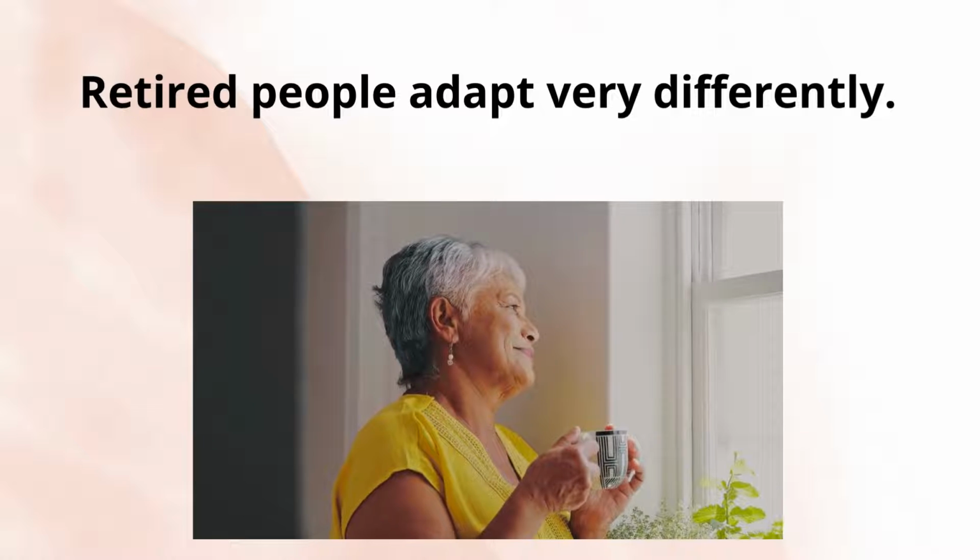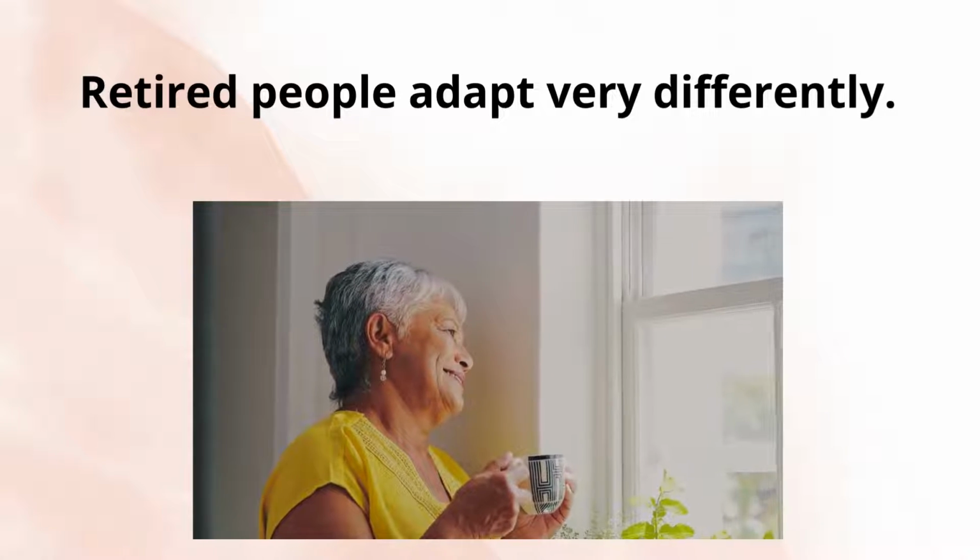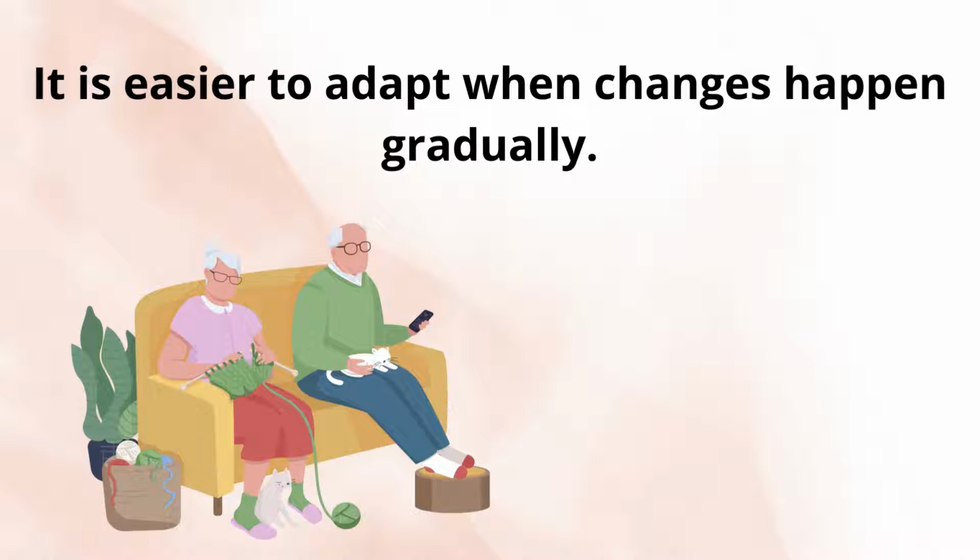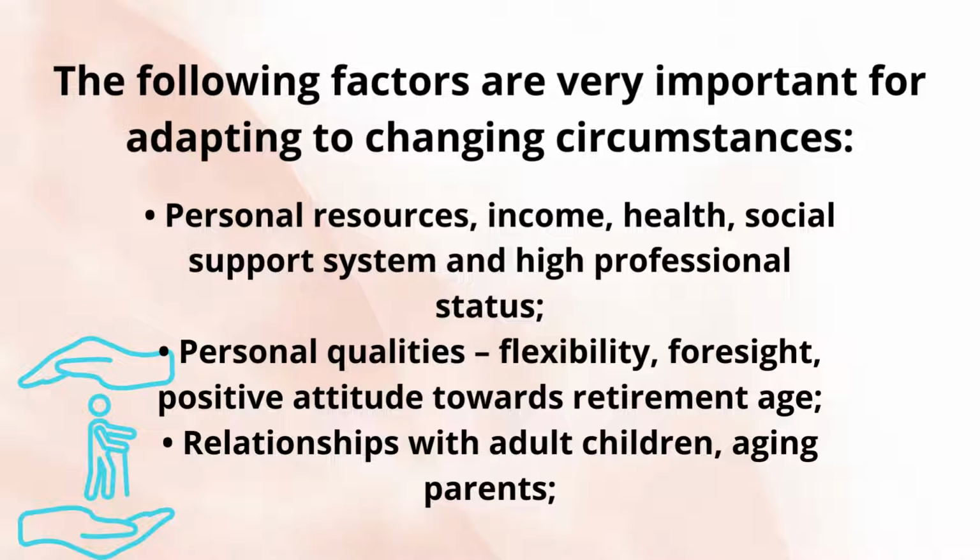Retired people adapt very differently. Adaptation depends on previously acquired functional skills and on how the individual assesses retirement. It is easier to adapt when changes happen gradually. The following factors are very important for adapting to changing circumstances: personal resources, income, health, social support system, and high professional status. Personal qualities: flexibility, foresight, positive attitude towards retirement age. Relationships with adult children, aging parents.